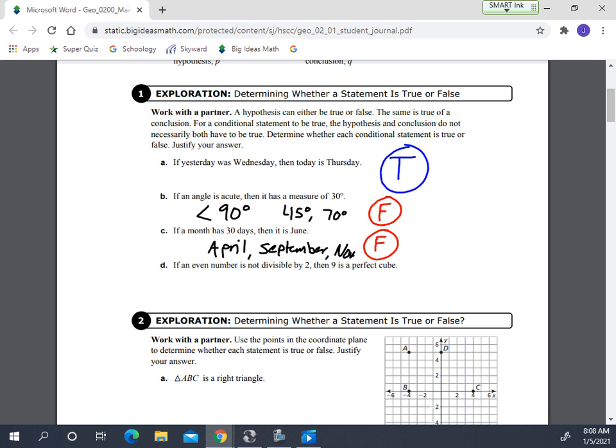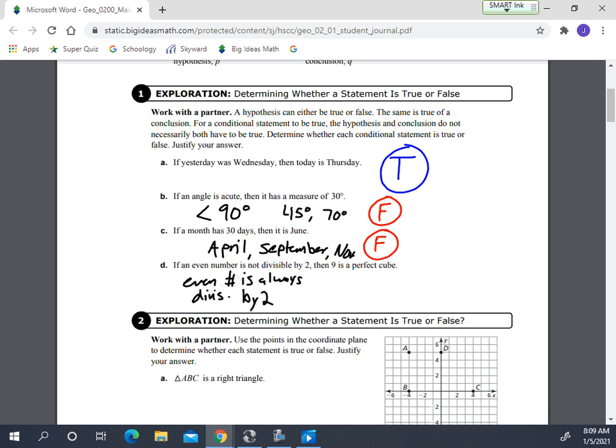Last one. If an even number is not divisible by 2, okay. So think about that. If an even number is not divisible by 2. Let me ask you this, what's the definition of an even number? I'm testing your brain here. What's the definition of an even number? The definition of an even number is that it is divisible by 2. So an even number is always divisible by 2. Okay? Don't write true or false yet.